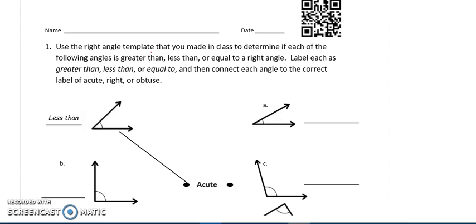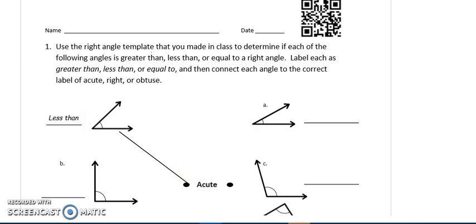Okay, so in this lesson, it's asking you to use the right angle template you made in class, which we didn't do. I just asked you to use a piece of paper and use the corner. And you're going to determine whether the angle is greater than, less than, or equal to a right angle. And then we have to decide if it's acute, obtuse, or right.